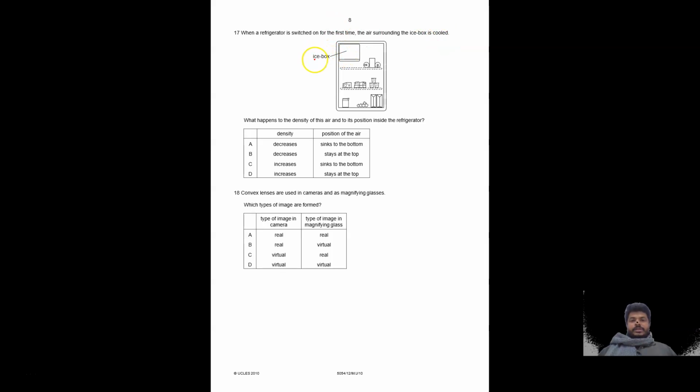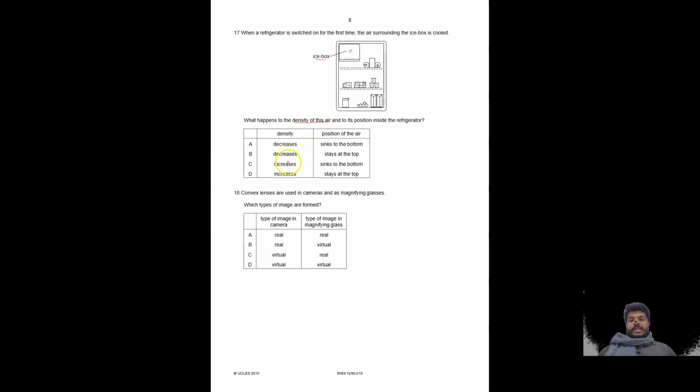First you check the picture. Here is the ice box, that means a freezer compartment. What happens to the density of this air and to its position inside the refrigerator? What happens to the density of this air, right?